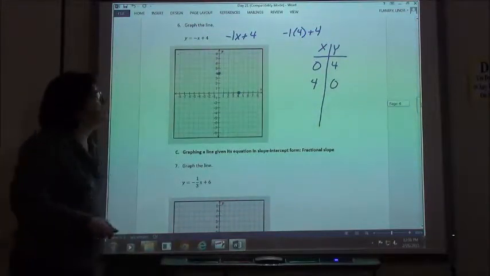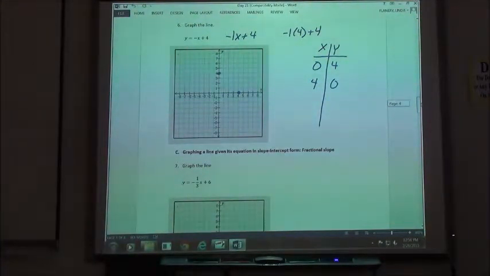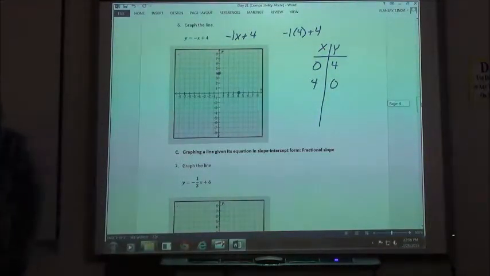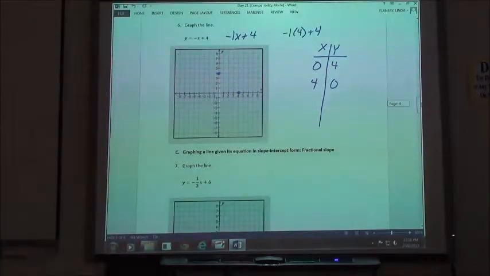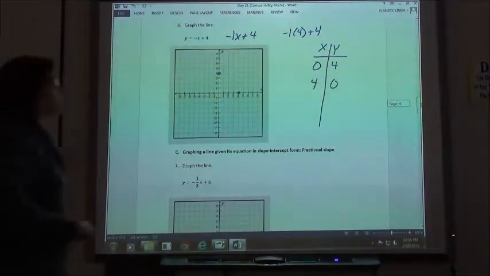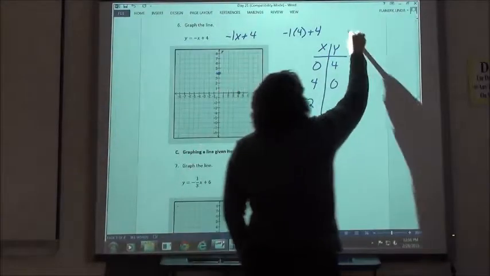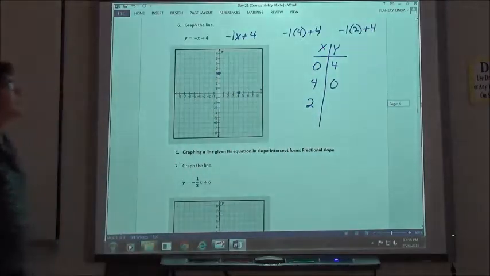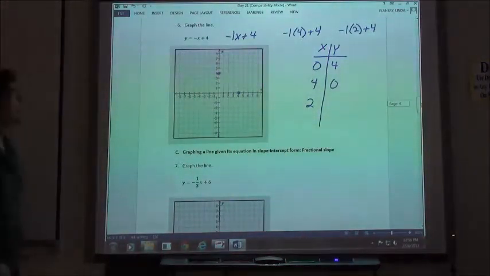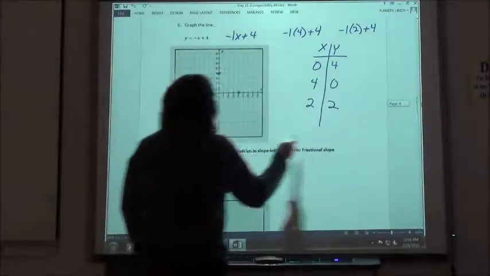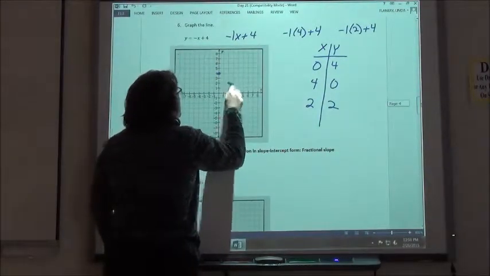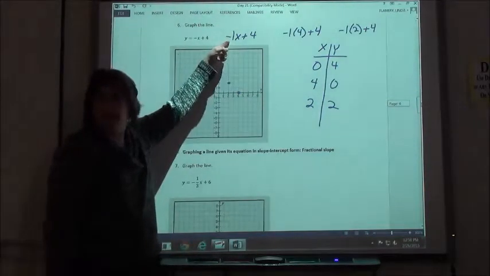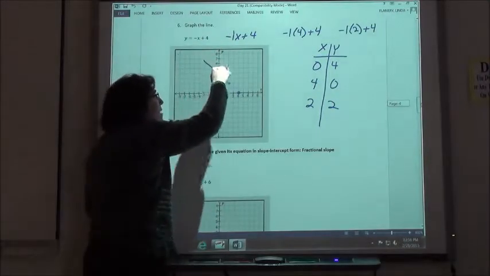And one more point just to make sure our line goes the right way. What number might we want to put in for x? 2. 2 is always good. So -1 times 2 plus 4 would give me an answer of 2. -2 plus 4 is a +2. So over 2 and up 2. This time my slope was negative, so when I connect my dots, I'm going downhill as I go.